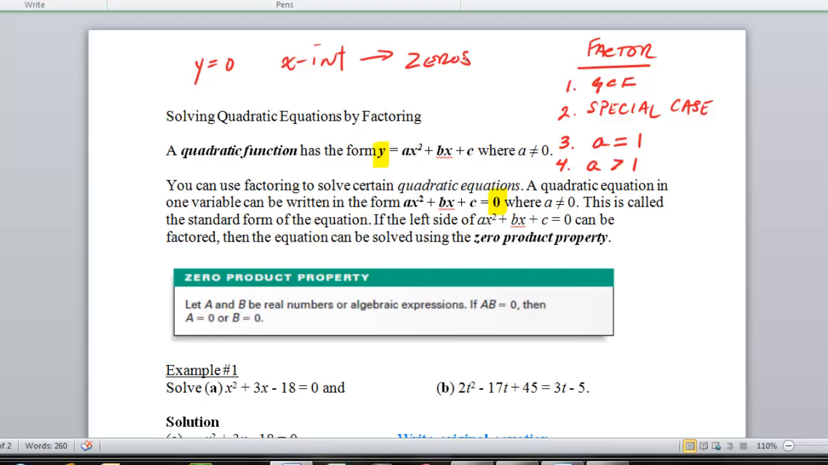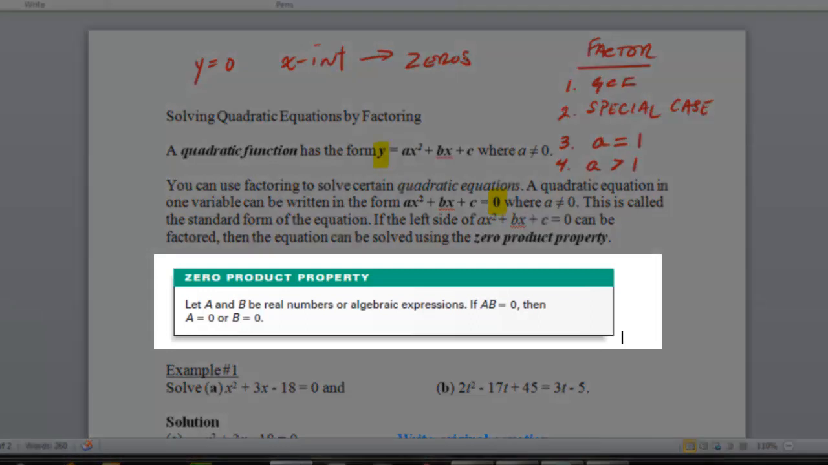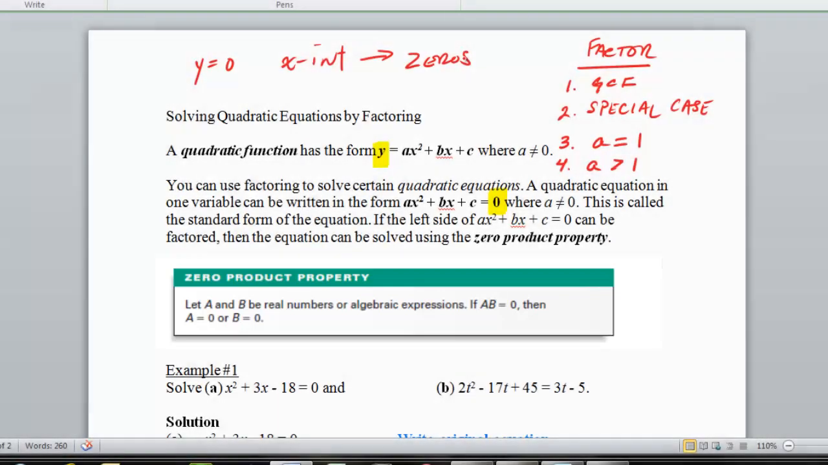Now, if we make it equal to 0, we have a property called the zero product property, which tells us that if two factors are multiplied together and they equal 0, then we can simply separate the factors and make them both equal to 0. It's extremely important that they equal 0 and not some other number. So let's take a quick look at some examples.